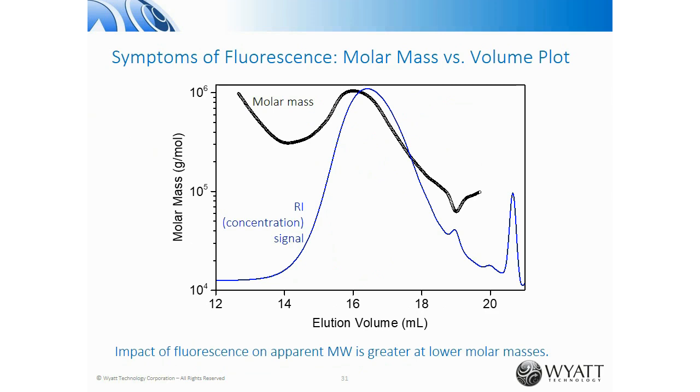Another indication of fluorescence is suspiciously high molar mass and an unusual molar mass versus elution volume plot. Typically, the molar mass decreases at the very beginning of the chromatogram, but then it increases again and reaches the maximum close to the maximum of the RI signal. That means close to the maximum concentration of eluting molecules. Then it goes down again, but even at the end of the chromatogram, it stays at very high values. So this is another evidence of possible fluorescence.